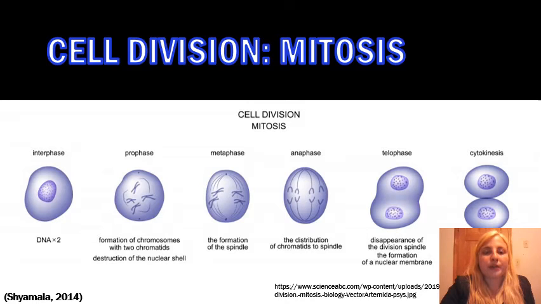Prophase is important for nuclear envelope destruction and condensing chromosomes. Metaphase is key for spindle formation. Anaphase separates and pulls the chromatids to opposite sides of the cell. Telophase forms two nuclear envelopes for each nucleus. Finally, cytokinesis separates the two identical cells.